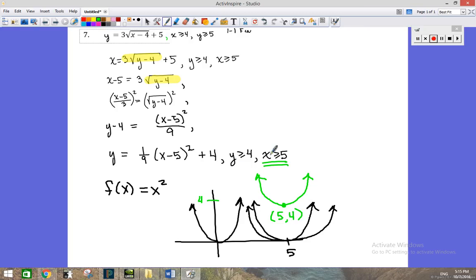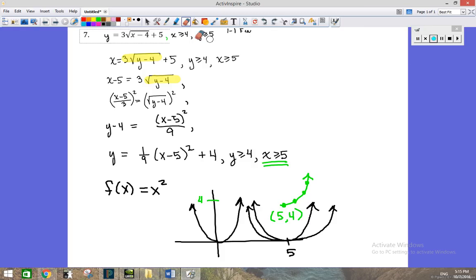Well, we want every point on the parabola that has an x-coordinate bigger than or equal to 5, not less than or equal to 5. So on the left half of this parabola, I need to erase it. That's not part of this function.